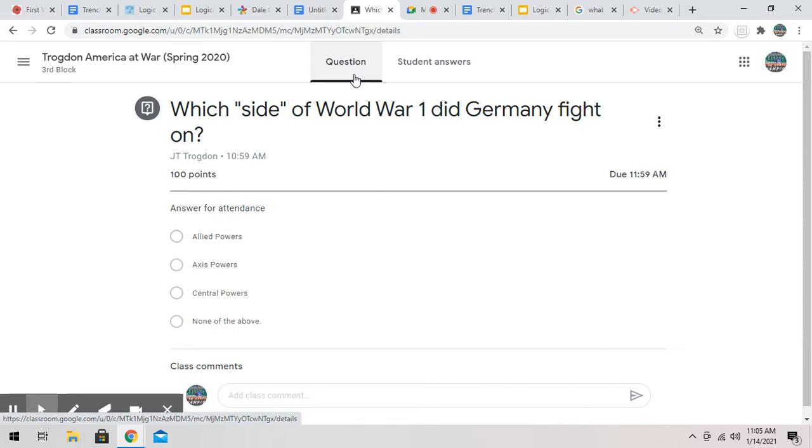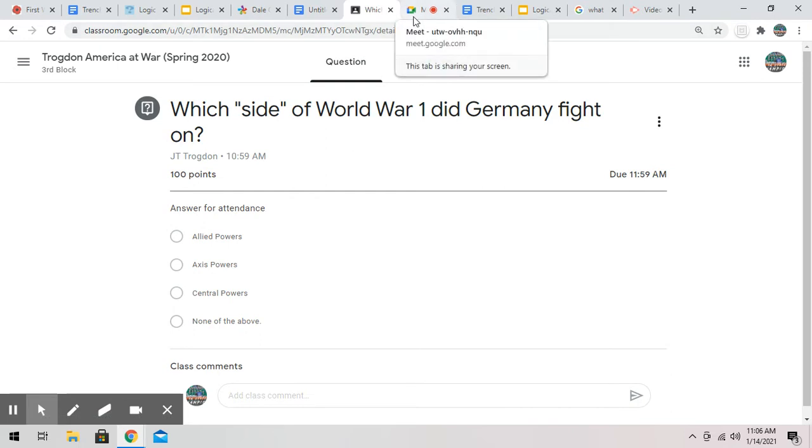All right, so our bell ringer for today: which side, because that's kind of how we talk about it, who's on which side. I'm not saying that's the proper definition, but that's how we refer to it in most cases. Which side of World War I did Germany fight on? We need to understand, especially some of these major countries, who exactly they are fighting with and who they are fighting for. Okay, so I gave you 4 answer choices. Answer choice number 1, the Allied powers. Answer choice number 2, the Axis powers. Answer choice number 3, the Central Powers. And answer choice number 4, none of the above.